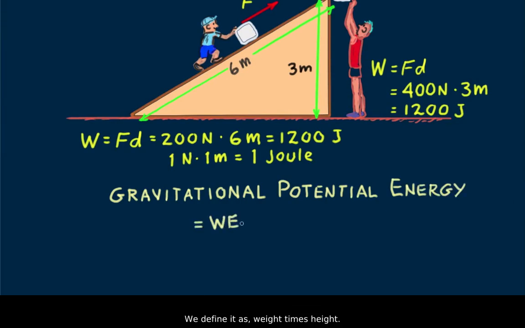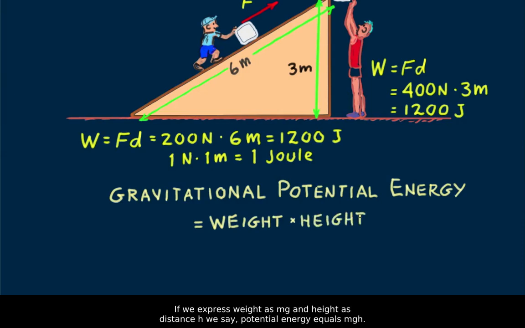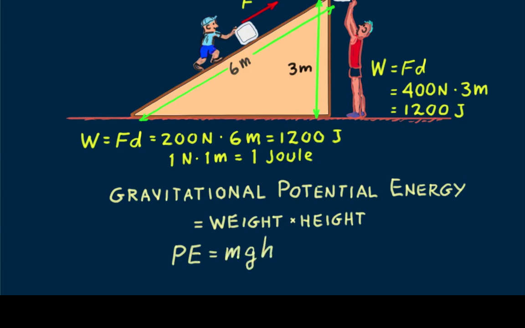We define it as weight times height. If we express weight as mg and height as distance h, we say potential energy equals mgh. The potential energy mgh is really an energy difference. It is measured relative to a reference level.